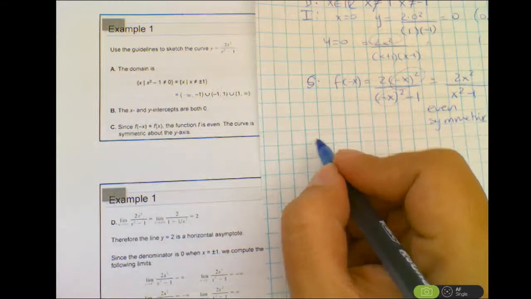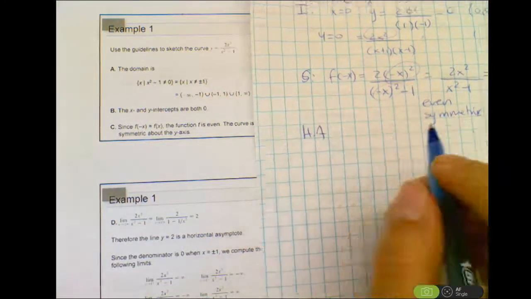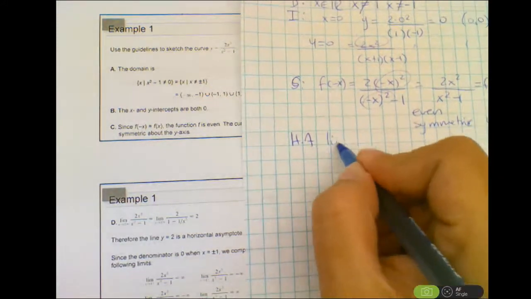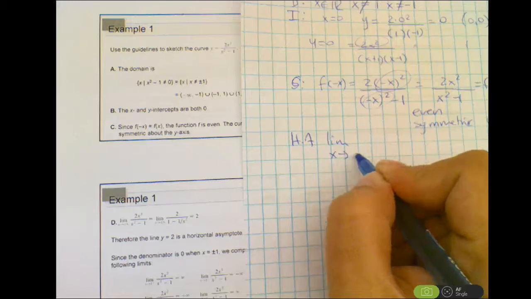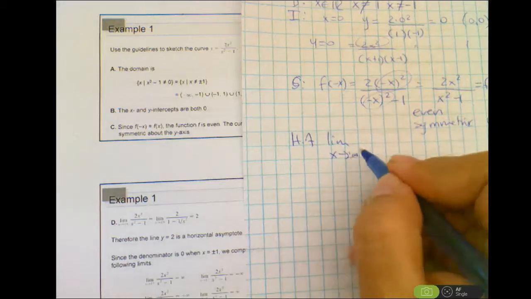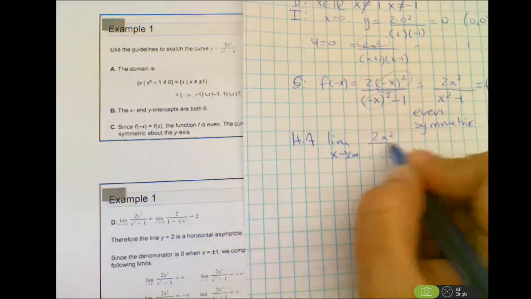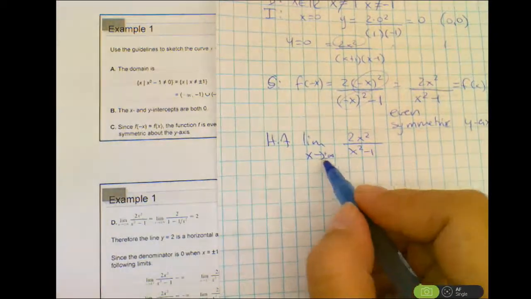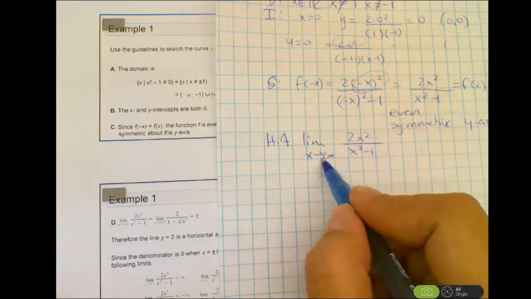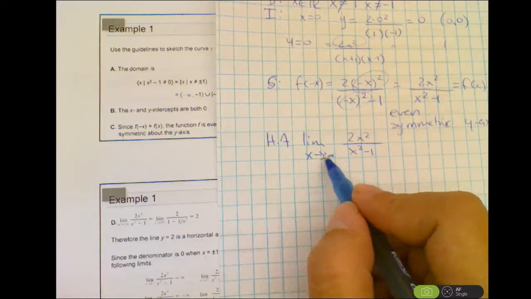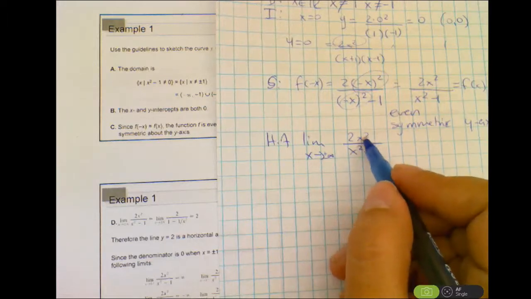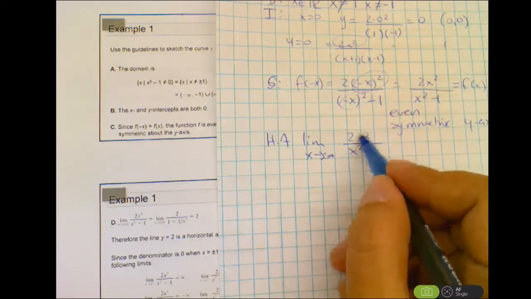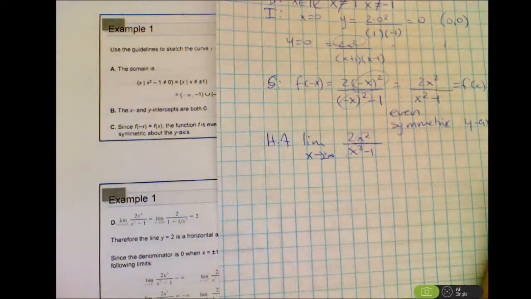For the next one, you want horizontal asymptotes or some kind of asymptotes. So you take the limit as x approaches infinity, either positive or negative, of 2x squared over x squared minus 1. Now notice how the fact that you're approaching infinity or negative infinity really doesn't matter because all the x's are raised to an even power, so this is a positive quantity no matter what.